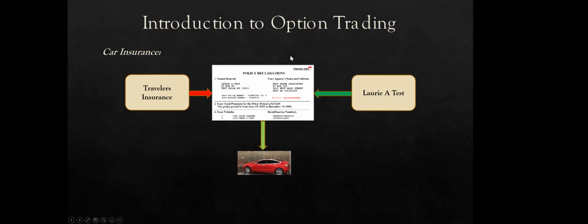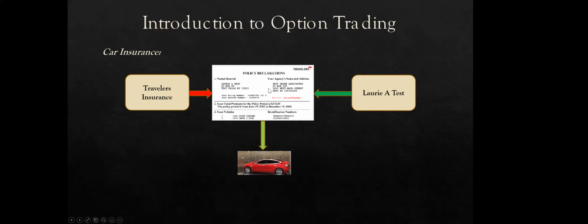For example, this is a picture of an insurance card. What does that policy declaration mean? The insurance provider who is selling the insurance, the Travelers company, is the contract seller, the Travelers Insurance. And who is the insurance buyer? The person who is driving the car, or who owns the car. So you can take a look at that. You can think of this as the option buyer and this as the option seller. The insurance is a contract.